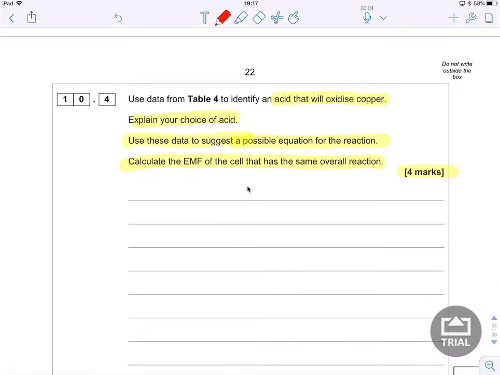The next question says, use data from table 4 to identify an acid that will oxidize copper. Explain your choice of acid. Use these data to suggest a possible equation for the reaction. Calculate the EMF of the cell that has the same overall reaction. 4 marks. I've got to do 4 things for this.